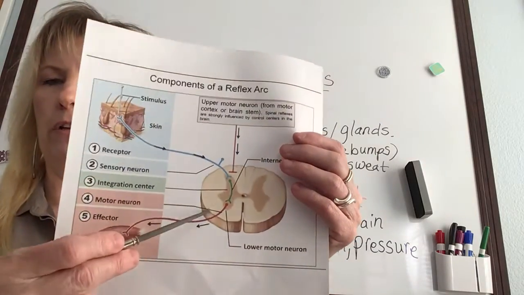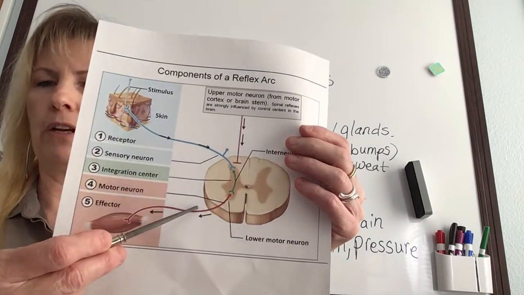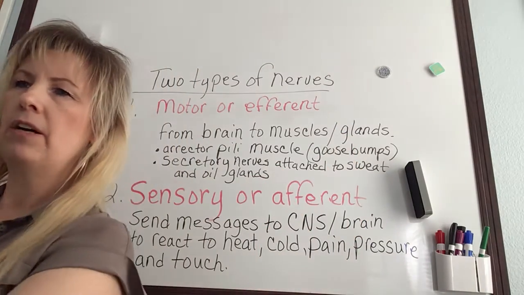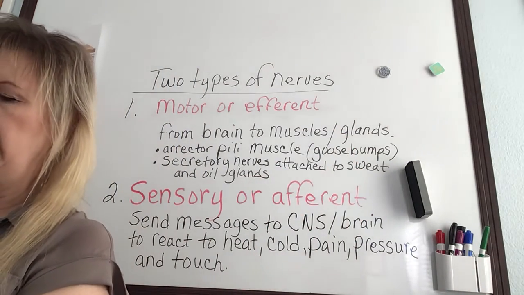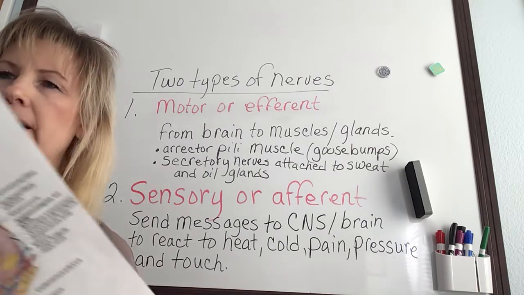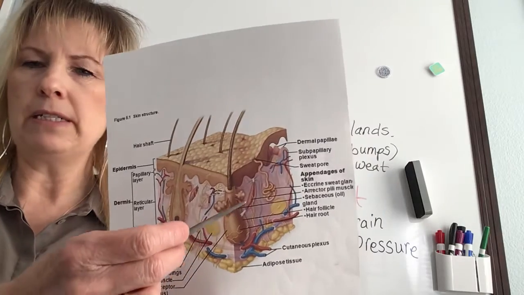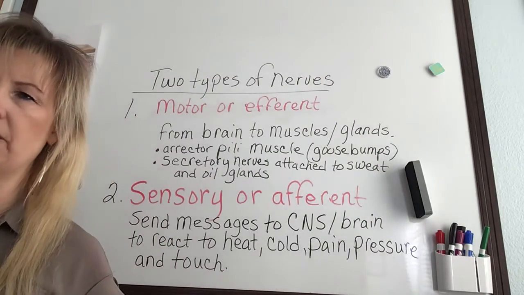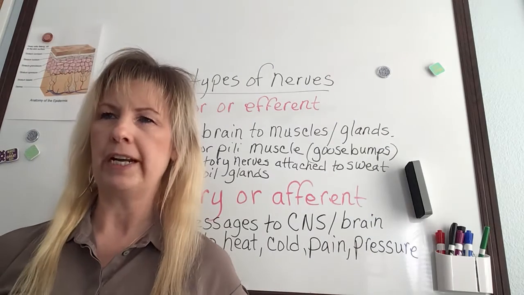So that would be from here. This is your spinal column, and it goes to a muscle. Okay, and so they go to like the erector pili muscle, if you remember that. This is that muscle in your skin right here. So that causes the goosebumps when you're cold or frightened.